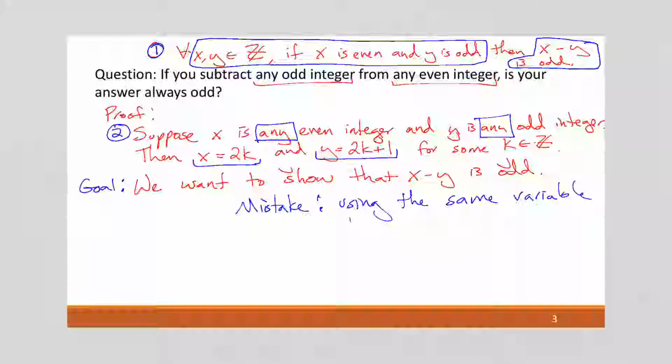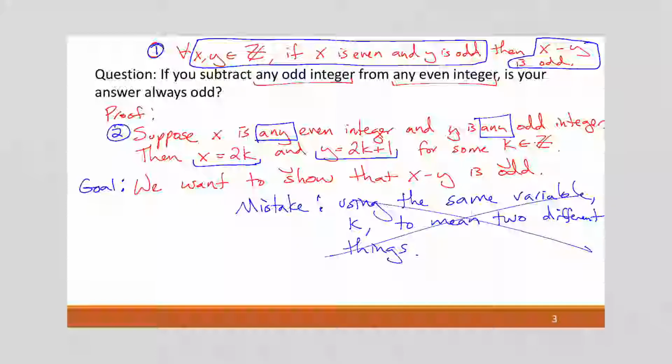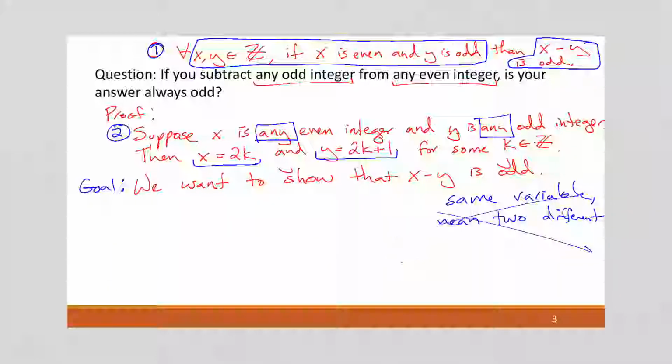In this case, k, but it could be any variable to mean two different things. You cannot do this. Not allowed. If we have two independent elements, in this case x and y should be independent of one another, they need to have different variables.